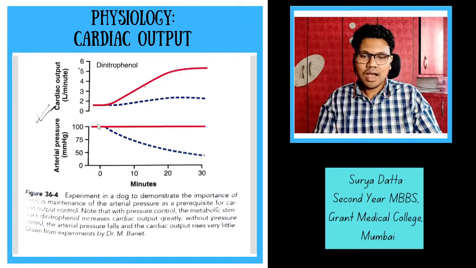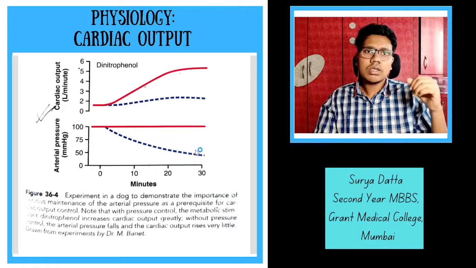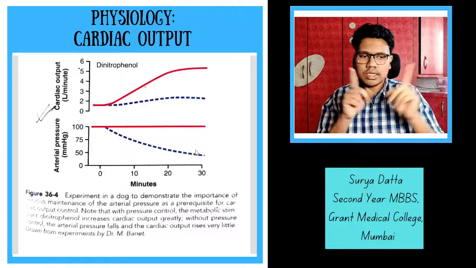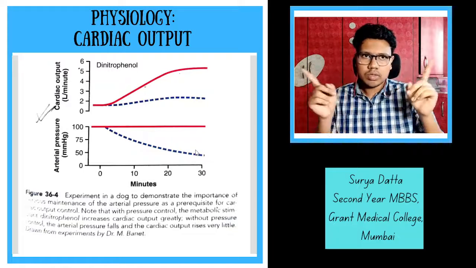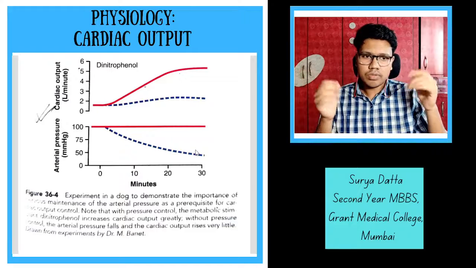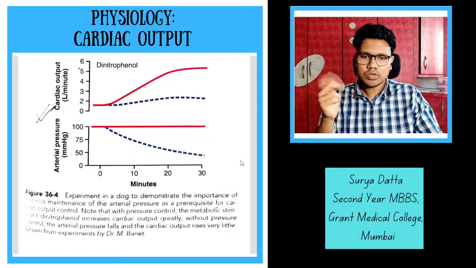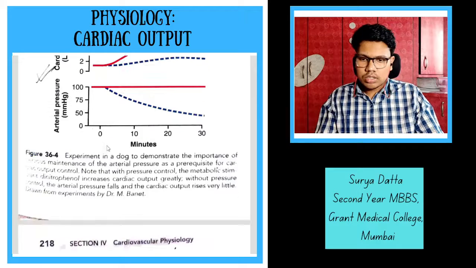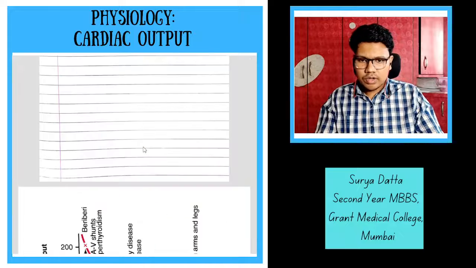Now the arterial pressure is coming to around 100 mmHg, which is normal, 120 over 80. So we can see that the arterial pressure keeps going down. Why does it go down, you ask? Because arterial pressure is basically the pressure exerted on the walls, and if the walls are getting broader because of vasodilation and everything, the pressure is going to decrease if there is no nervous control. So that's the dinitrophenol experiment.